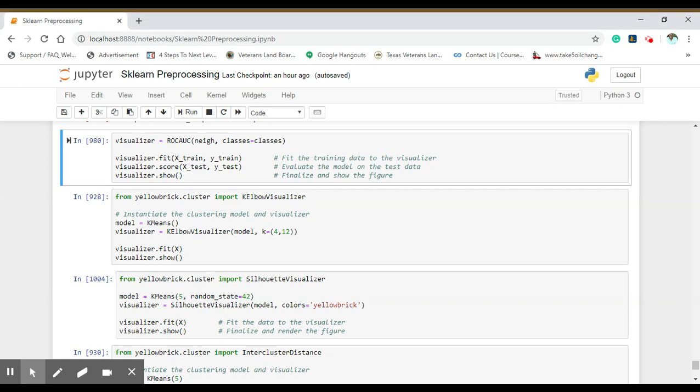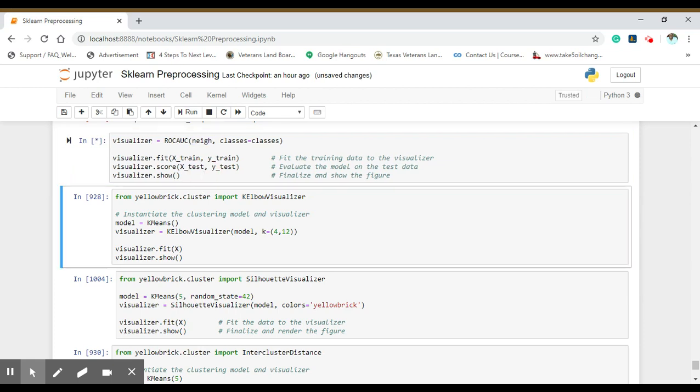So all we're doing here is instantiating the model. We use the model that we built before, and then we are running fit again, and we're getting a score, and we're going to show what this looks like, okay?